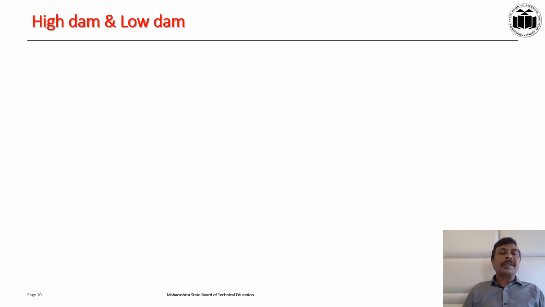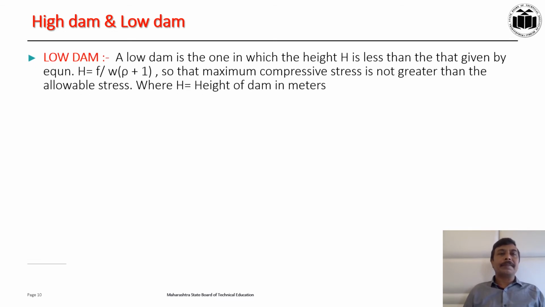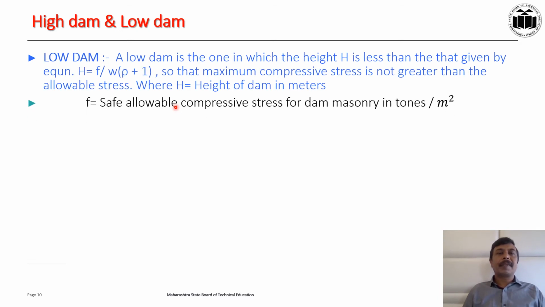We will now discuss the concept of high dam and low dam. What is the low dam? A low dam is the one in which the height h is less than that given by the equation h equals f upon w into rho plus 1, so that the maximum compressive stress is not greater than the allowable stress, where h is the height of dam in meters and f is the safe allowable compressive stress for the dam masonry in tons per meter square.